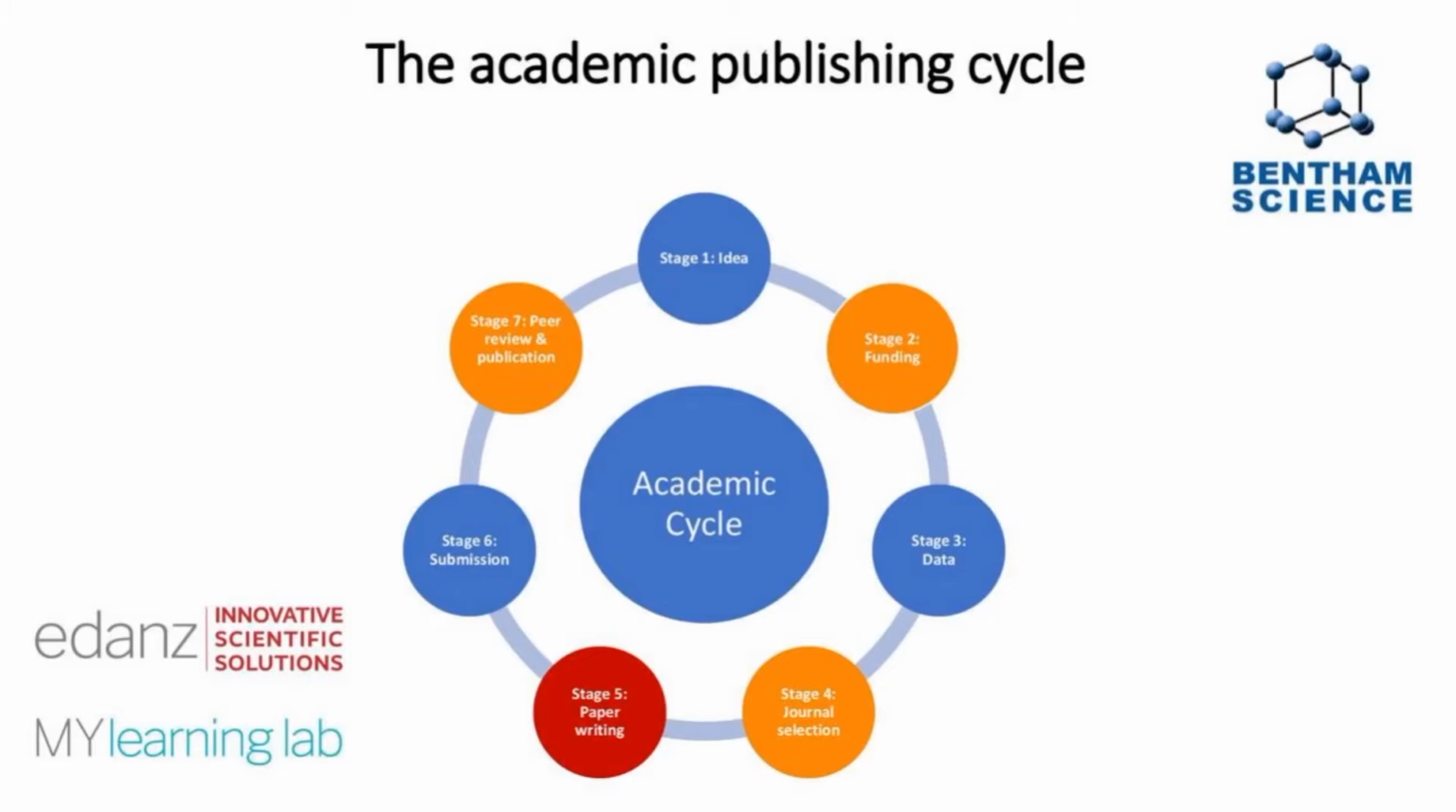We're all very familiar with the academic publishing cycle. We all go round and around and around this hamster wheel, this cycle, all the time. We come up with ideas. We have to get funding for those ideas. We then have to collect data to support those ideas and those hypotheses. And then we have to select a journal. Then we have to write a paper. Then we have to make a submission to an ISI Scopus listed journal, which is, of course, how we can help you as well. If you get in touch with me, if you get in touch with my colleague Franz, we will help you to find a good journal to publish your work in. And then, of course, stage 7, peer review and publication. That's what we're going to be talking about today.